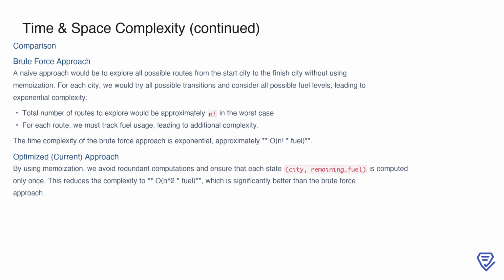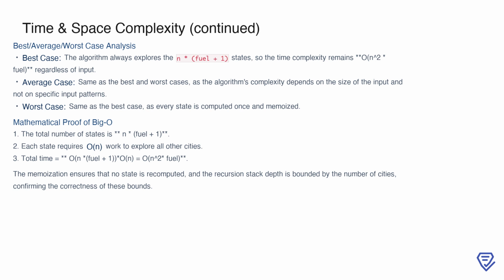In contrast, the optimized approach leverages memoization to compute each state, (city, remaining_fuel), only once, drastically reducing redundant calculations. This optimization brings the time complexity down to O(n^2 * fuel), which is significantly more efficient than the brute force alternative. In terms of best, average, and worst case scenarios, the algorithm consistently explores the n * (fuel + 1) states, so the time complexity remains O(n^2 * fuel), regardless of the input.